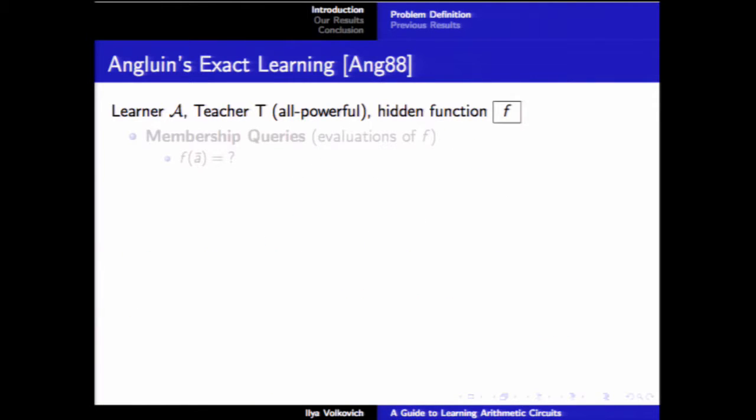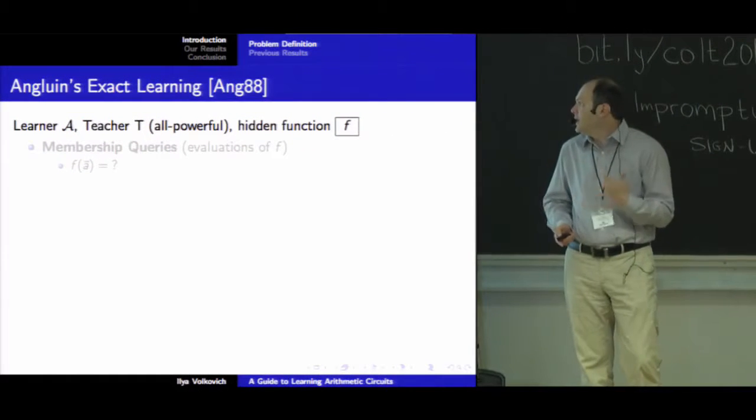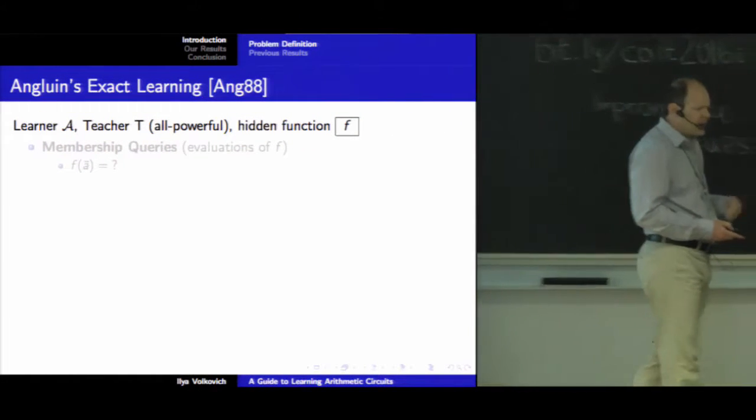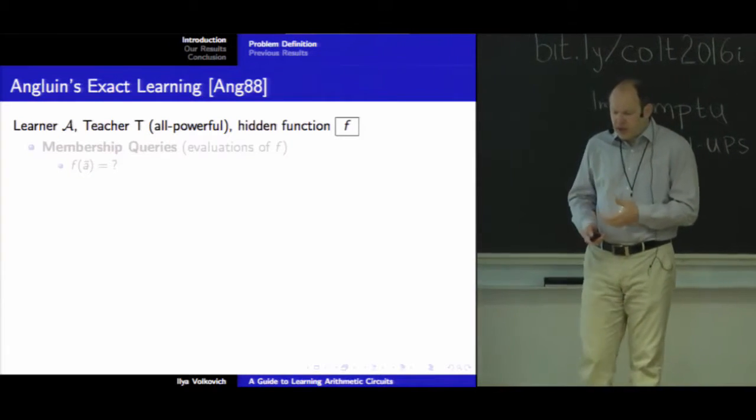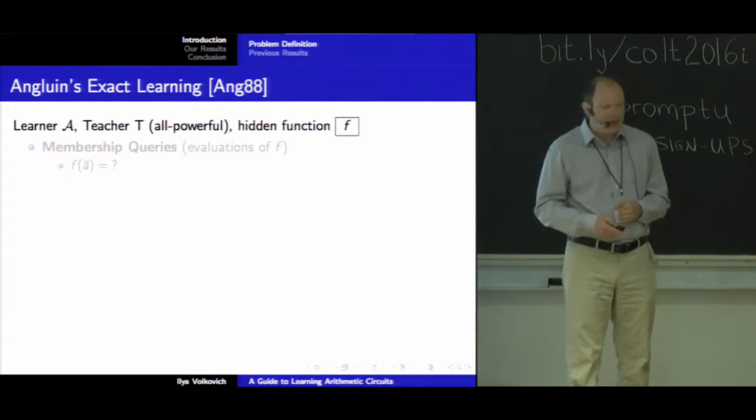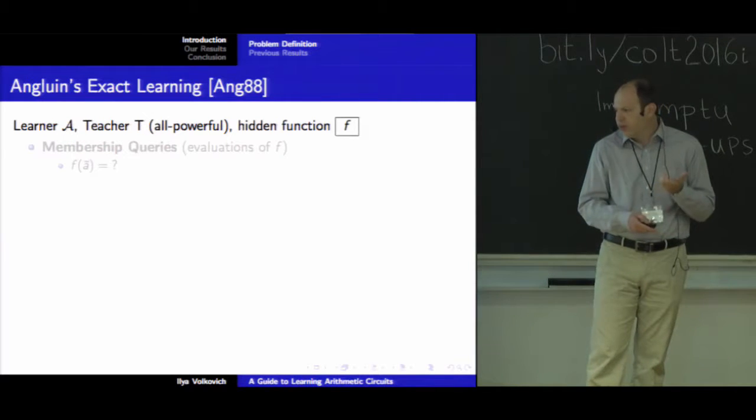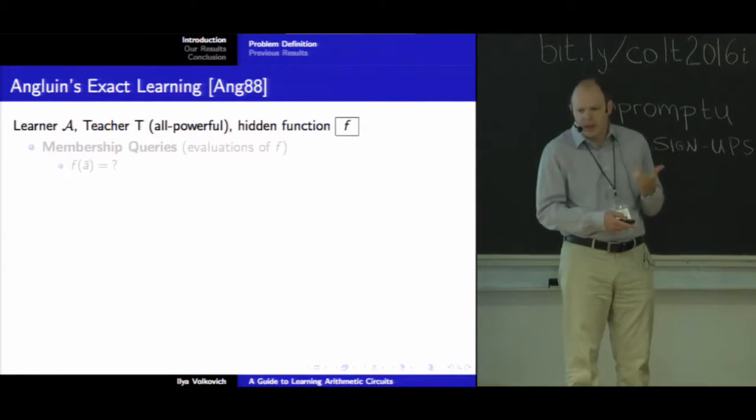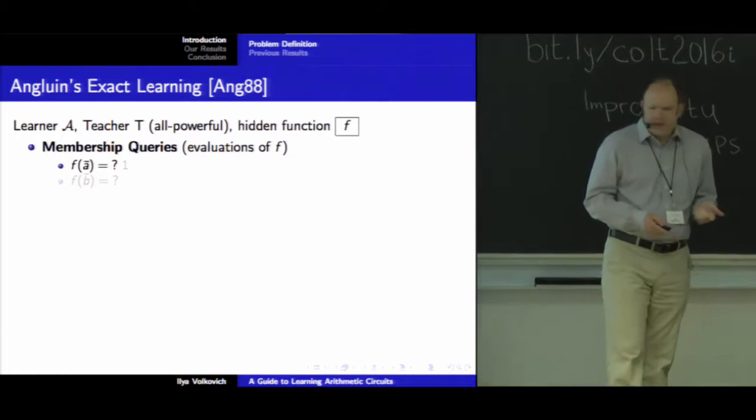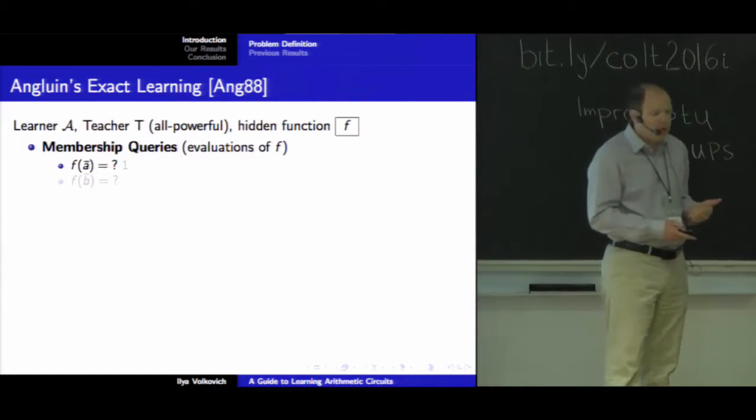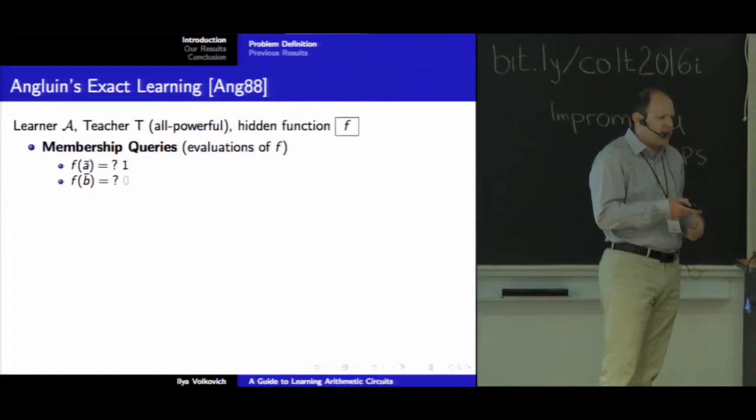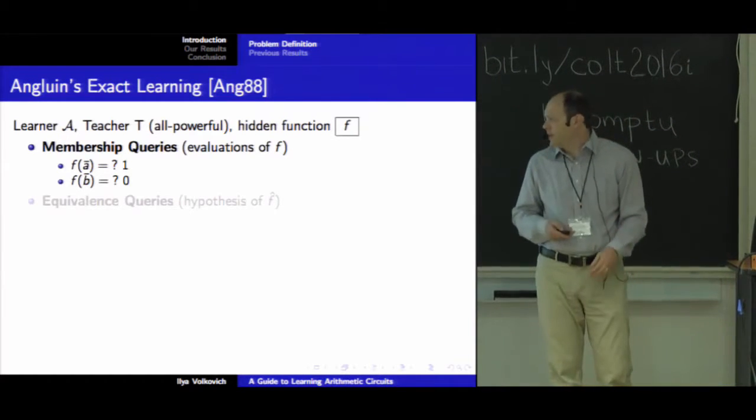So we're talking about learning here, and the way we talk about learning is through the exact learning framework, one of the models to discuss. In this model, we have a learner, a teacher, and a hidden function f that the learner is trying to learn. To do the learning, the learner can ask two types of queries. One type is what's called a membership query. This is simply evaluation. So the learner can choose points and ask what's the value on the point A, what's the value on the point B, etc.